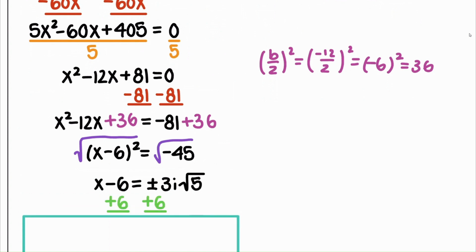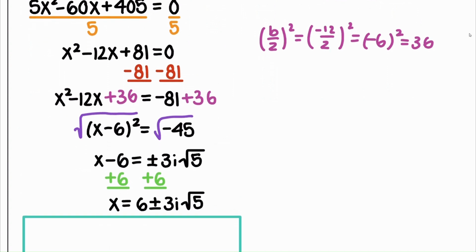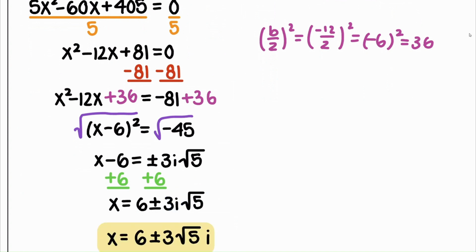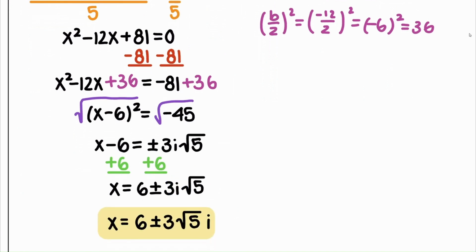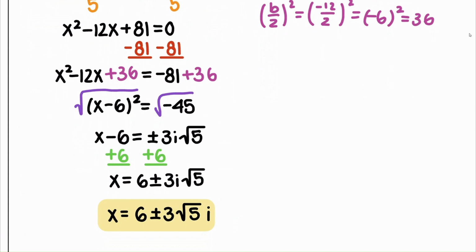And solving for x gives us plus 6 on both sides, or in other words, x equals 6 plus or minus 3i radical 5. Now, because the problem says to write it in a plus bi form, let's just rewrite it such that the i is at the very end, thus giving us 6 plus or minus 3 radical 5 i. So keep in mind, when we write this, we cannot put i underneath the radical. It has to be on the very outside, as if it's a variable.